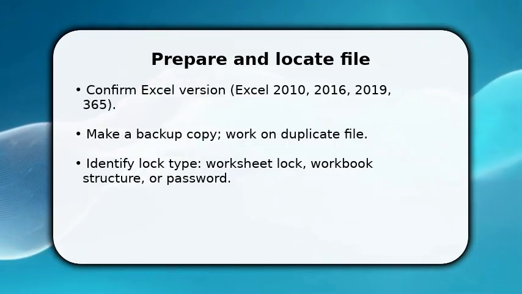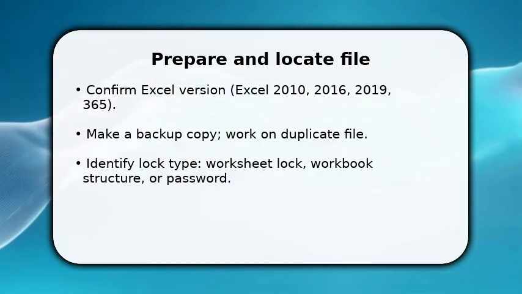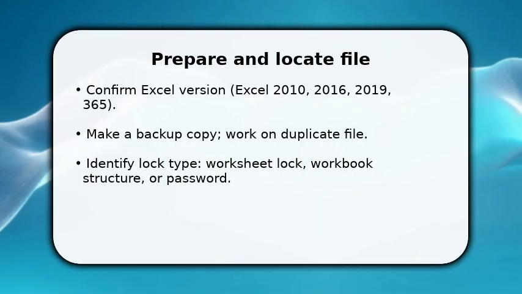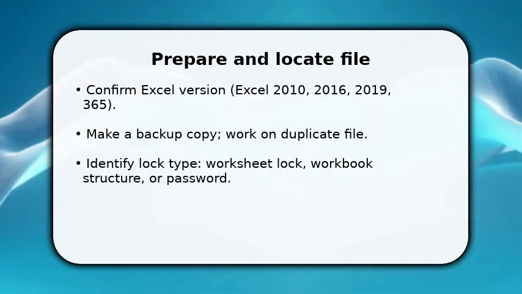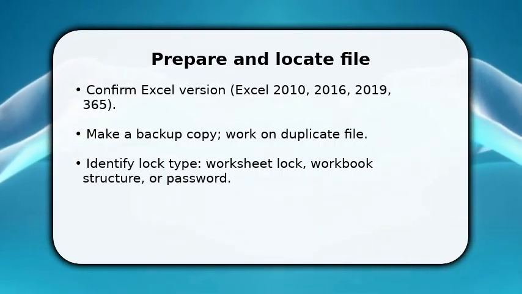Make sure auto-save is off before proceeding. You'll need basic access rights on the machine. If you lack permissions, stop and request them. Now open Excel and get ready to apply the first unblock methods.